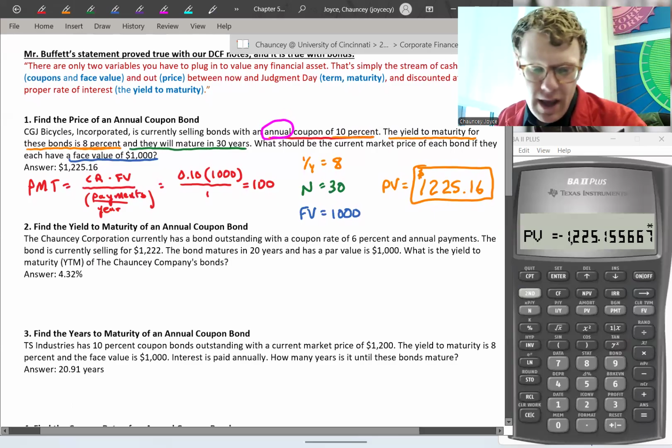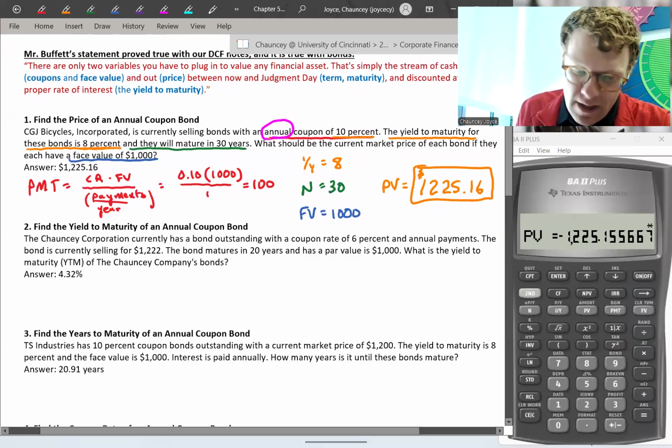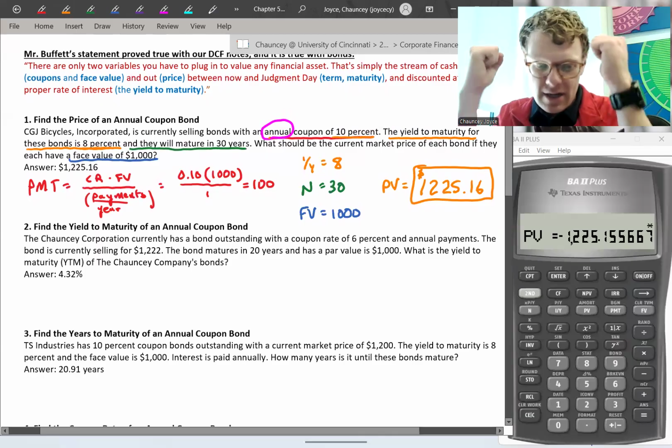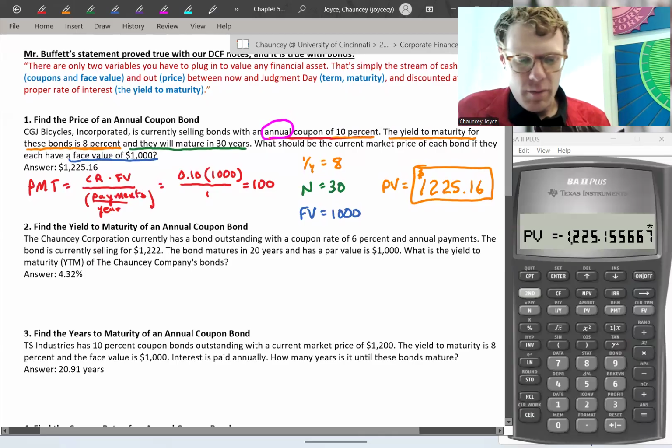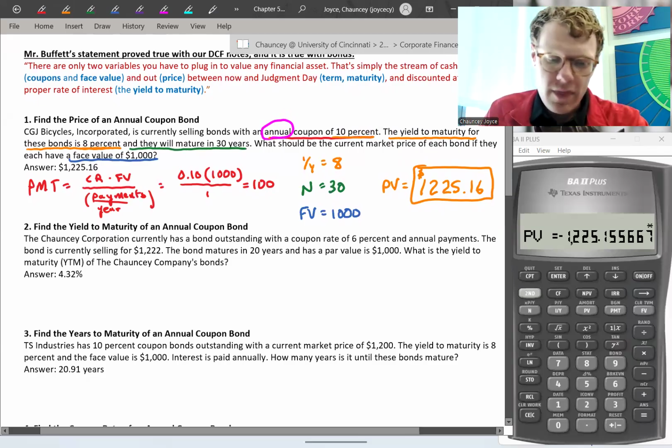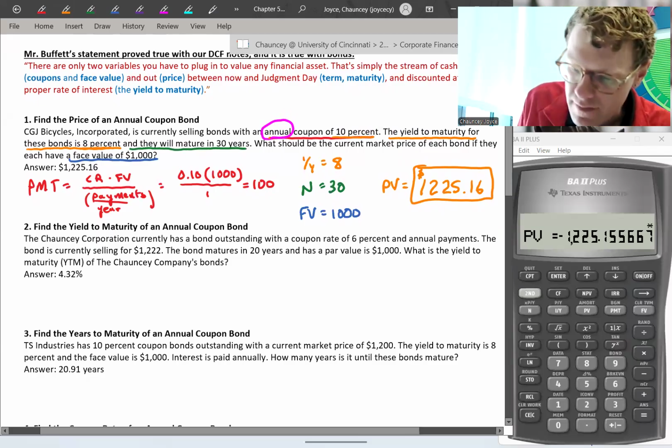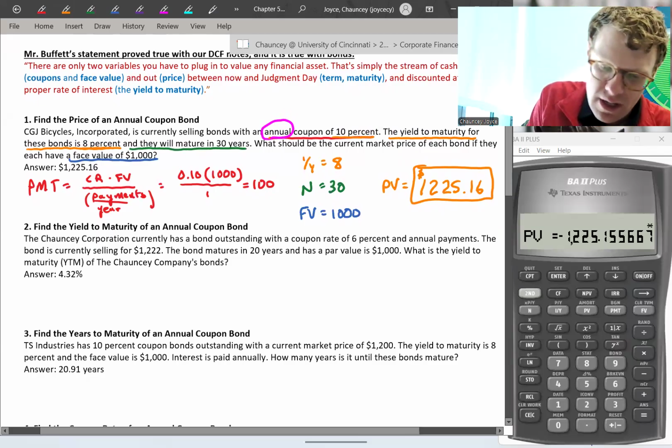Find the yield to maturity of an annual coupon bond. So now we're going to find the yield. The Chauncey Corporation currently has a bond outstanding with a coupon rate of 6% in annual payments. The bond is selling for $1,222. The bond matures in 20 years, has a par value of 1,000. What is the yield to maturity of these bonds?